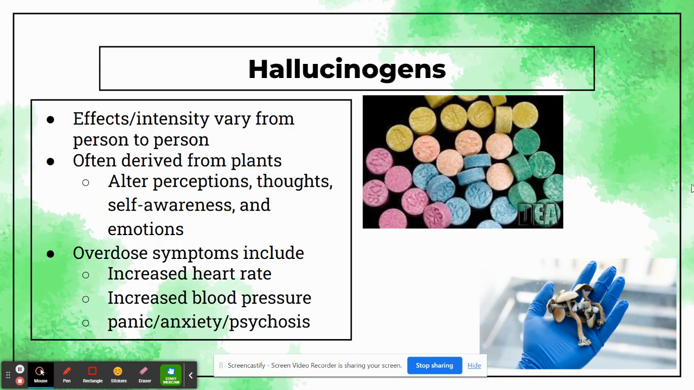So when we look at drugs in general, typically we will break them up into different categories. The one that we'll start with is hallucinogens. Hallucinogens are a little bit interesting of a category because everyone can have a slightly different effect when taking a hallucinogen. The intensity is really variable. The effects are really variable.